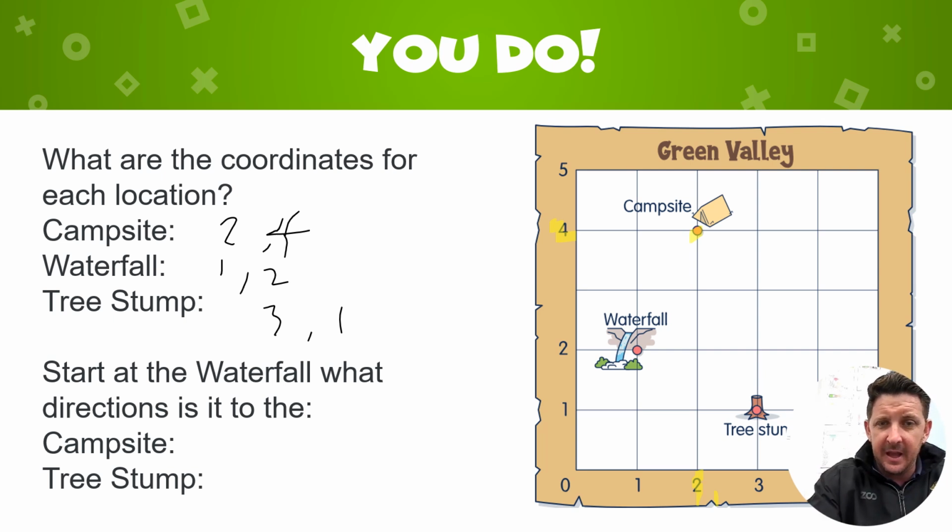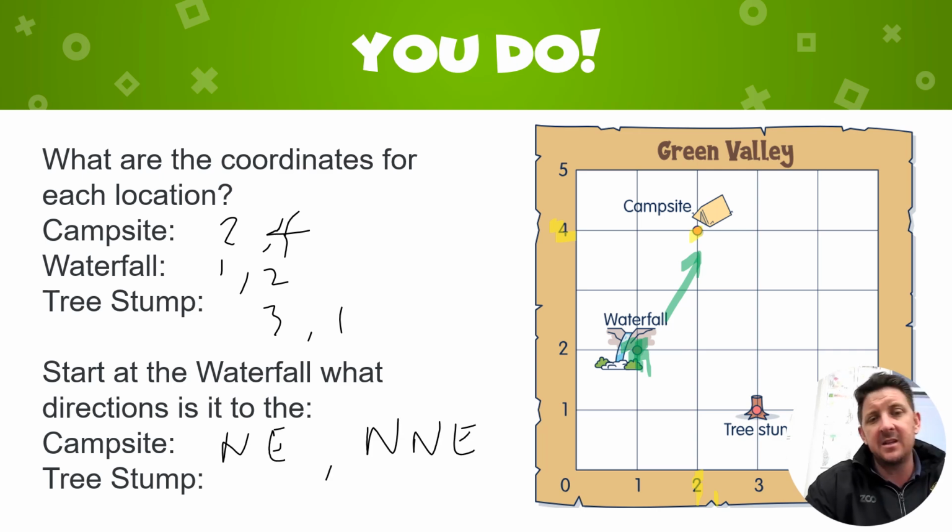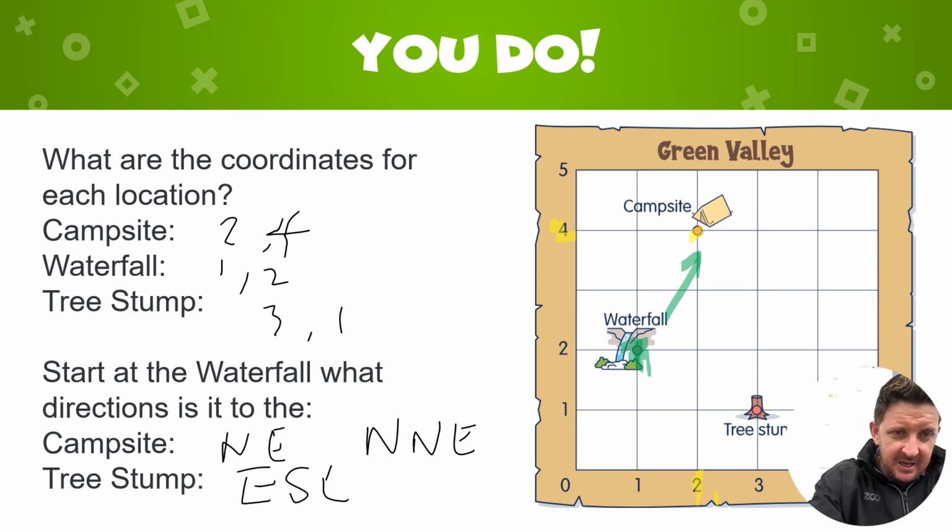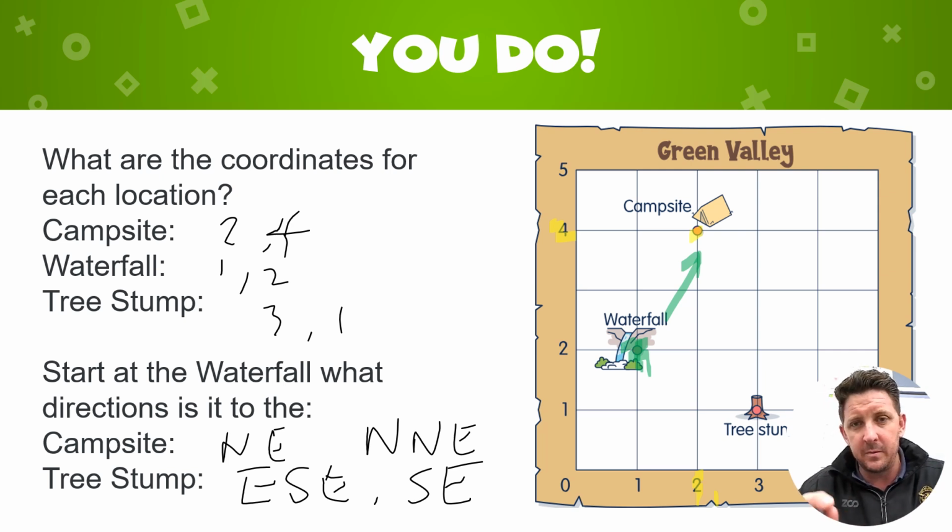Now let's look at the direction to the campsite from the waterfall. Let's quickly highlight the waterfall green. There it is. And we are looking at going up in our diagonal direction. Most of you probably would have gone northeast. The actual more direct one is north-northeast, which means that we are going more towards the north than the east, but that's okay. Either is fine. The tree stump from where the waterfall is would be east-southeast, or I would have just taken southeast as well. So either of those directions at the moment would be fine.